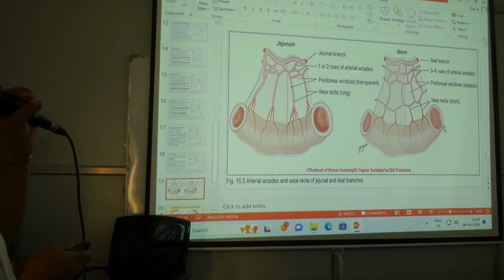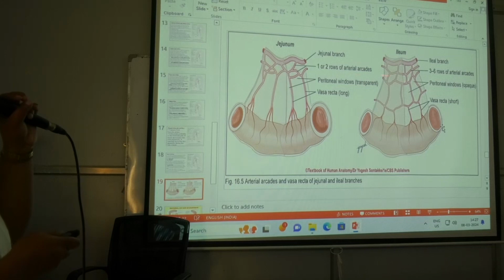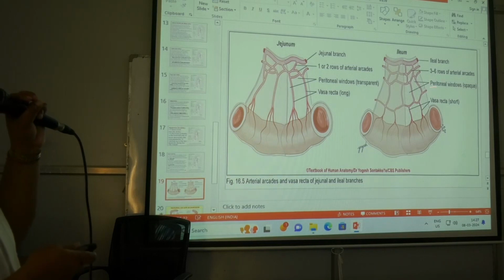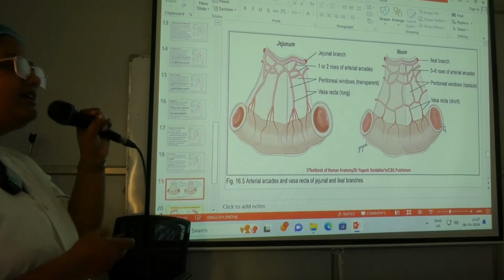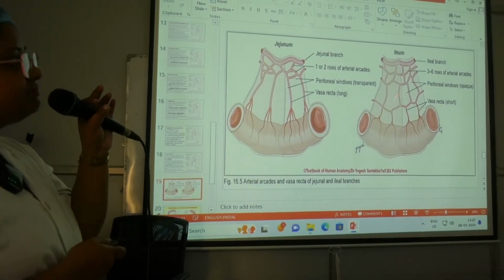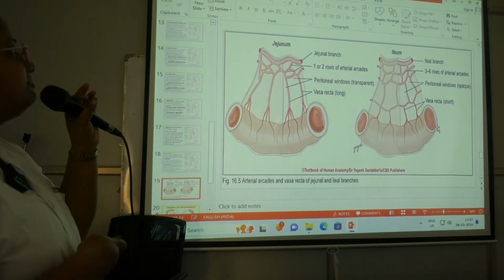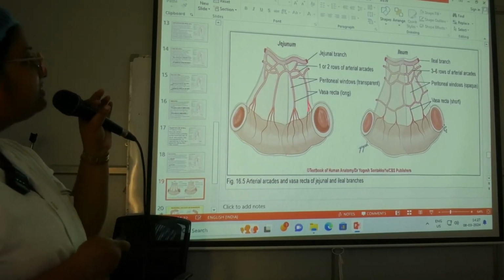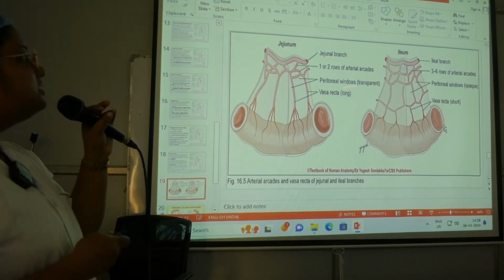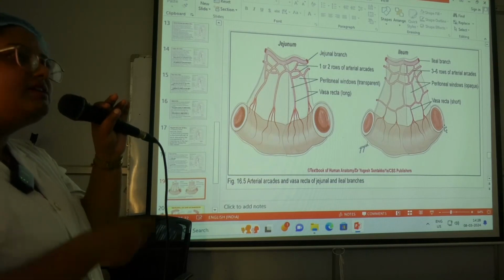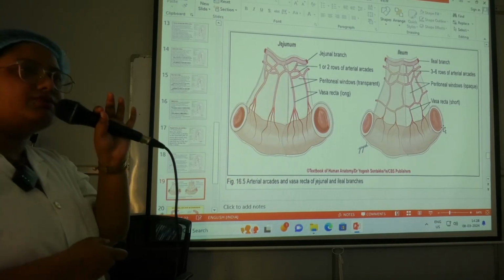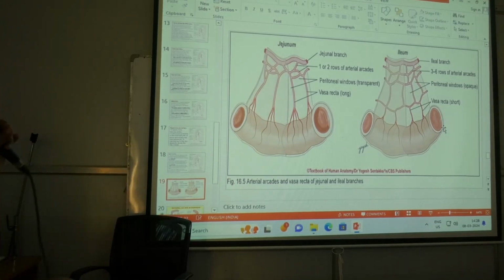Jejunum has 3 to 6 rows of arterial arcades, ileum 1 to 2 rows of arterial arcades. And here the peritoneal windows are opaque. That means you cannot see properly. If you hold it against light, you cannot see properly the peritoneal windows because fat is more. And here the fat is distributed near the root of mesentery and the fat is less in amount. That's why peritoneal windows you can see, they are more transparent. If you hold it against the light, you can see clearly these peritoneal windows. Understood? Next.